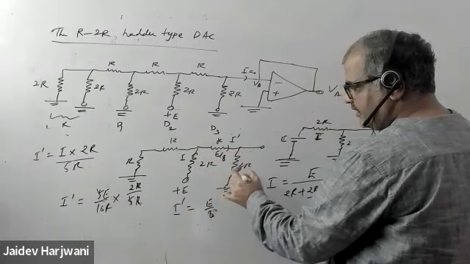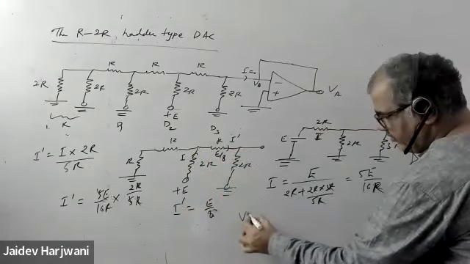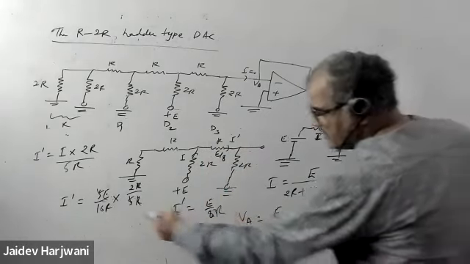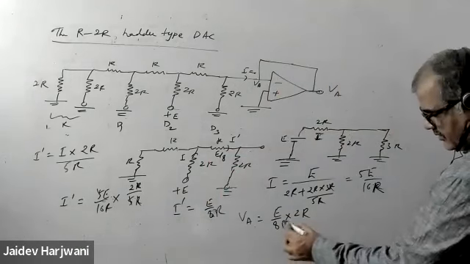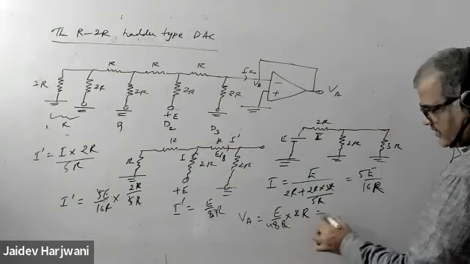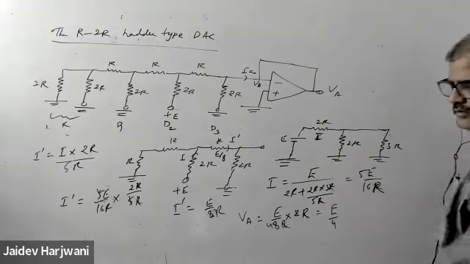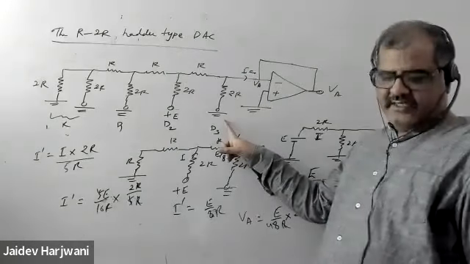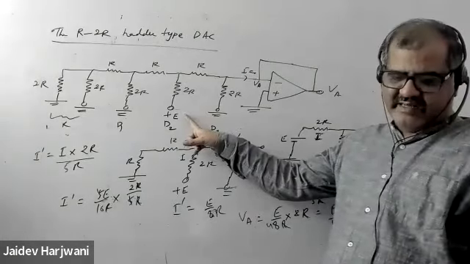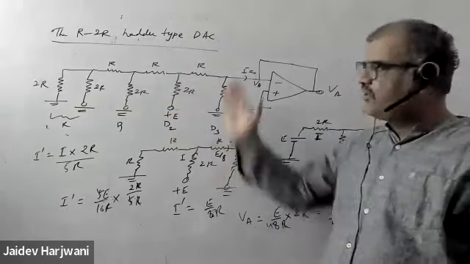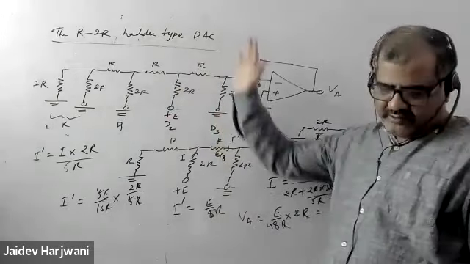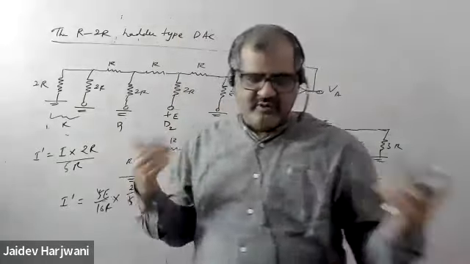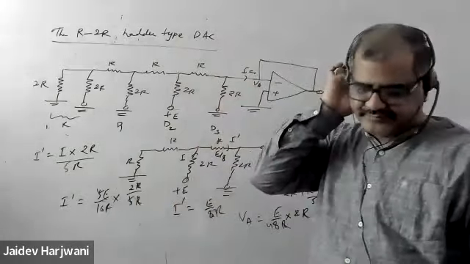The same current I dash, E upon 8, is going here. So you want the voltage VA here. That voltage VA will be E by 8 into 2R, with R also there, so E by 8R. So R cancels, 1 cancels, and it comes out E by 4. Are you getting it? For the first digit it came E by 2, for the second digit it comes E by 4, for the third digit it will come E by 8, for the fourth digit E by 16. Like I am doing, you can also keep on doing. So this is basically a 4-bit D2A converter. We have to do it for an n-bit converter.